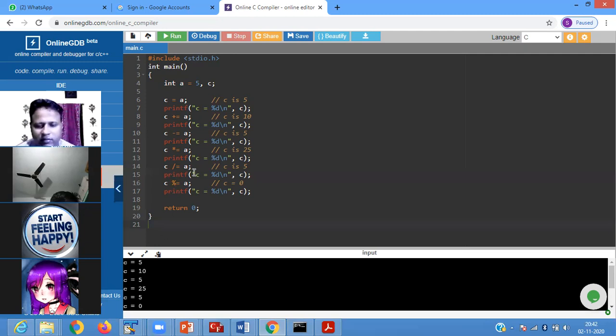Then 25 divided by 5, c equals to c by a, so the remainder came 5 and it showed. c modulo equals to a, which shows the remainder part. That means 5 by 5, the remainder is 0, so it printed 0. Understood?